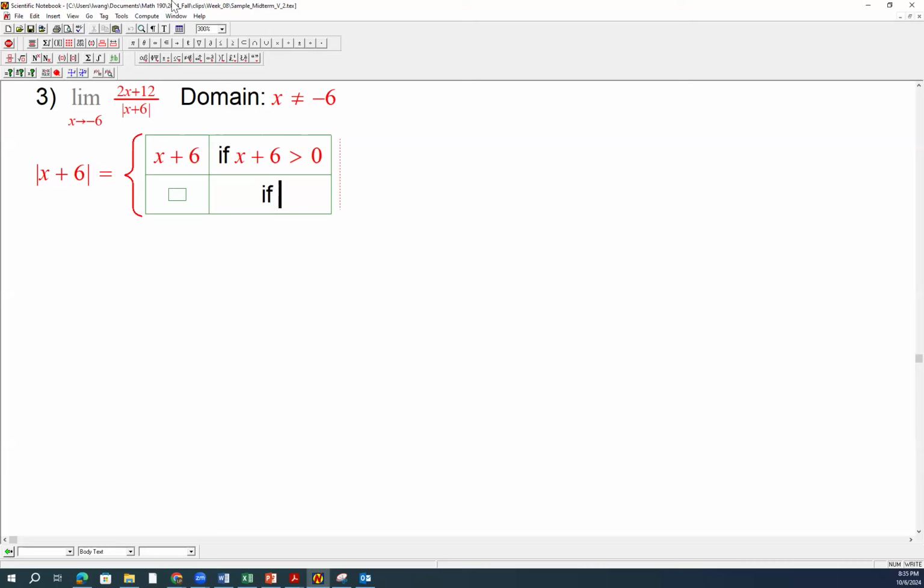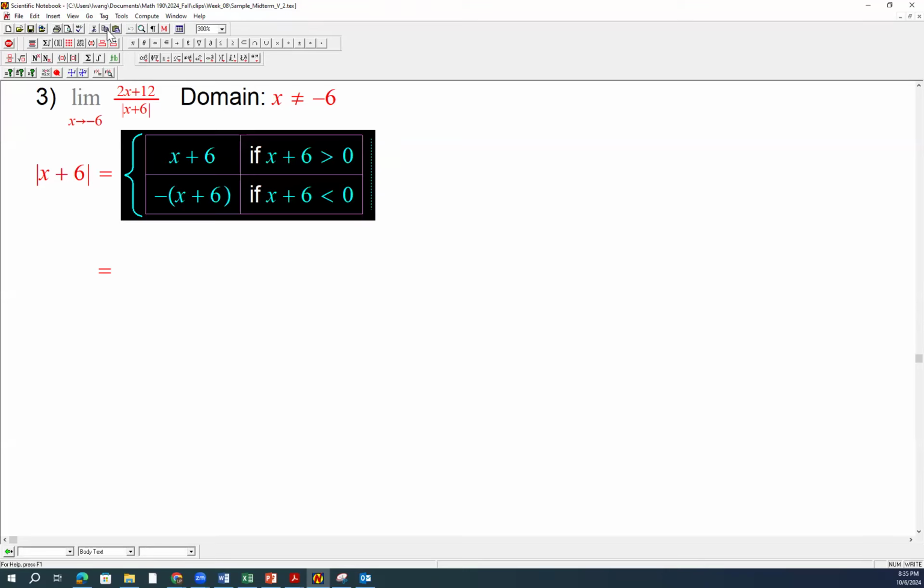If x plus 6 is negative, then the absolute value of a negative number is its opposite. So put a negative sign in front of x plus 6. Okay, we're pretty familiar with this. If you still have questions with that, please talk to me, okay?